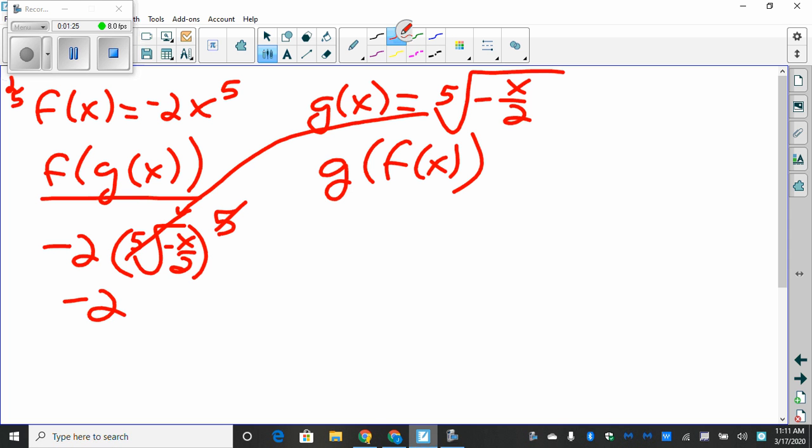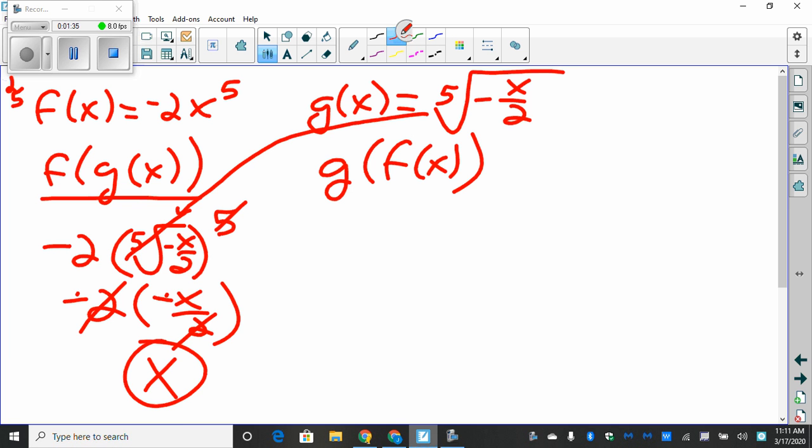I'd be left with 2 times negative x over 2. Well, the 2's will cancel. Negative times negative is positive, which just leaves me x. So, in fact, f of g of x equals x.